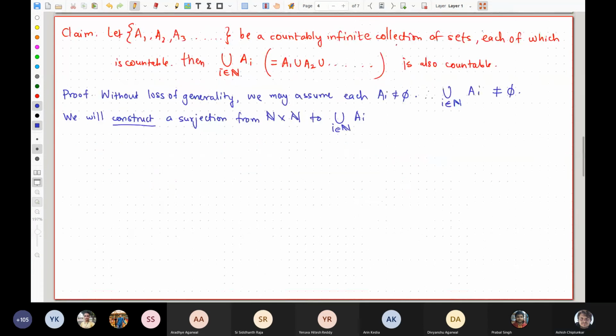Abhinav, yes? Sir, I have a doubt in this without loss of generality. What is the criteria of writing it? How do I know whether I need to prove something or just write without loss of generality?